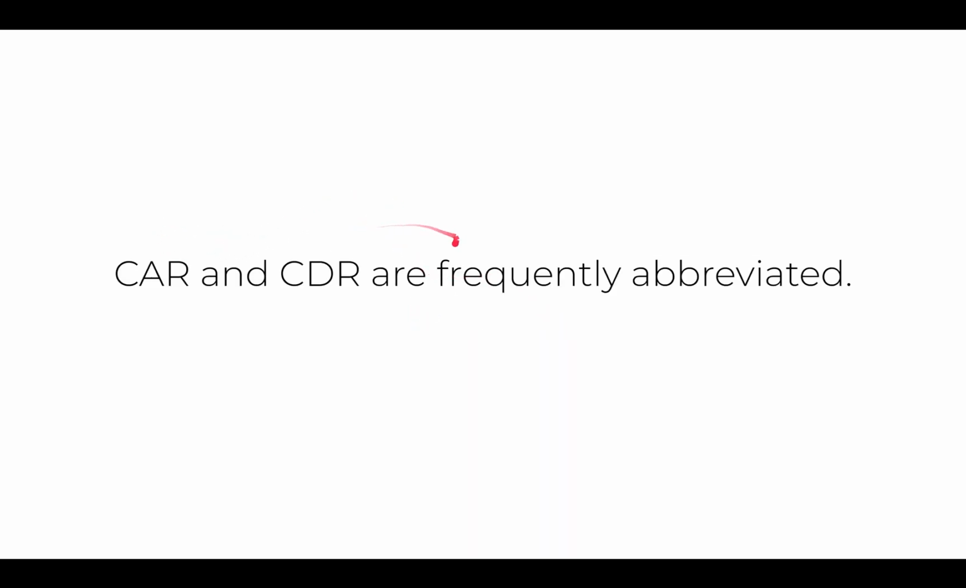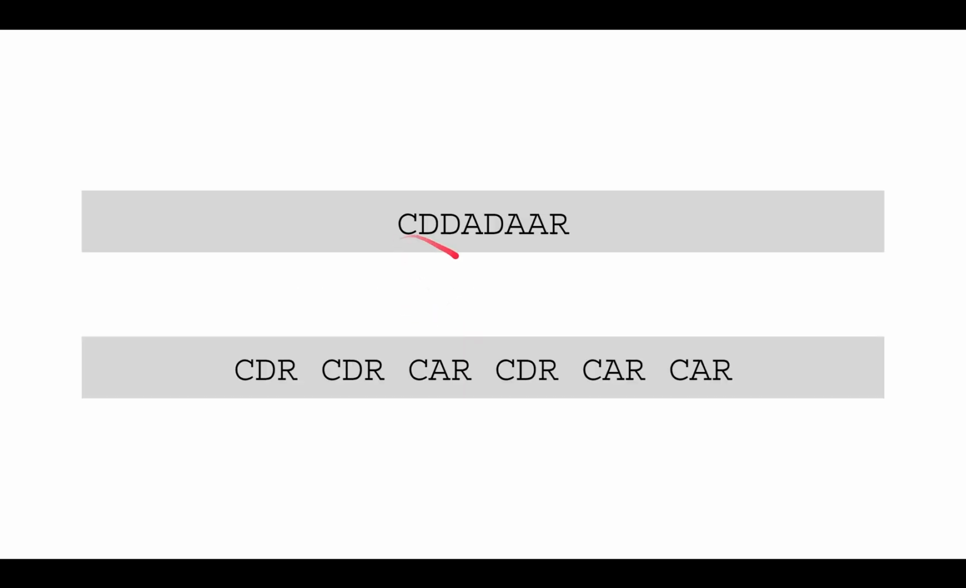So cdr and car can be chained up, and as such are frequently abbreviated. So C, D, D, A, D, A, A, R is actually, we can look between the C and the R to see what to do. So this first D becomes cdr, this next D becomes a cdr, this A becomes a car, then we get a cdr, a car, and a car. So this is an abbreviation for all of these chained up.